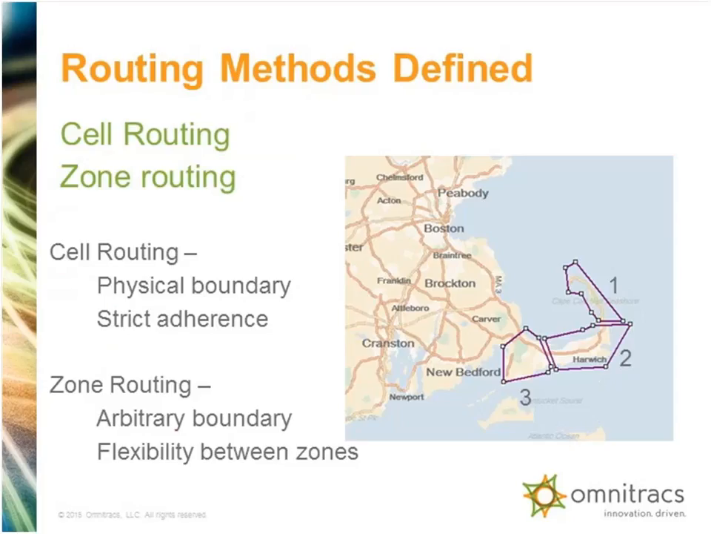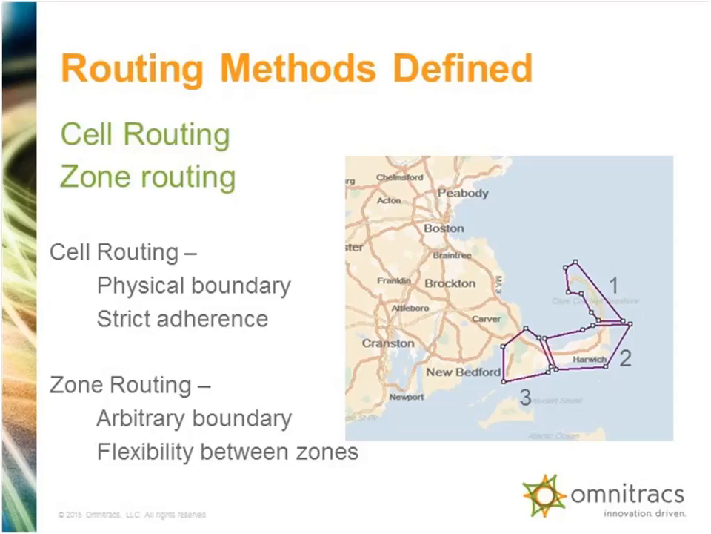Dynamic routing has several variations. Two of them are cell routing and zone routing. These are very similar, where the difference being cell routing has a physical boundary, and if you look by the 1, 2, and 3, I've created 3 cells on my map. What happens with those is strict adherence to each cell, so each cell will have at least one route. They will not cross cell boundaries.